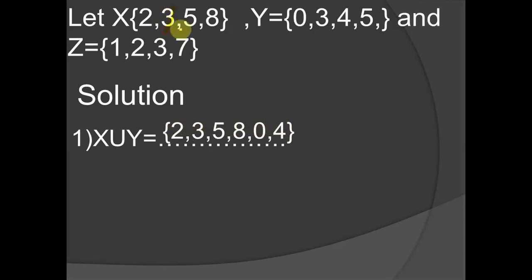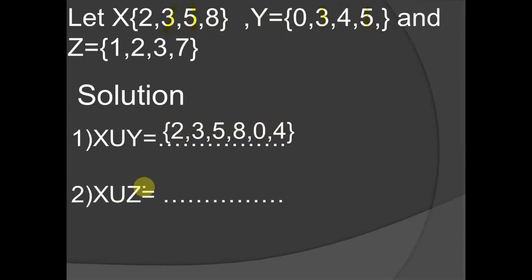The element 3 cancels with element 3. The element 5 cancels with element 5. These elements are written one time and not repeated.